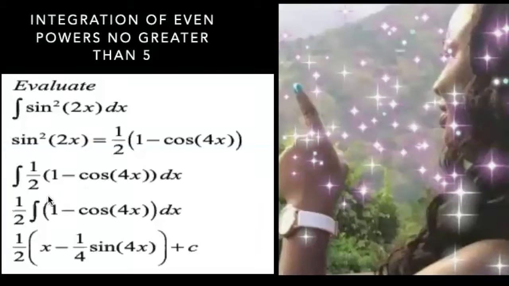So here we're going to carry out the half. Now we have 1 minus cos 4x. The integral of 1 is x. The integral of cos 4x is a quarter sine 4x plus my constant c.